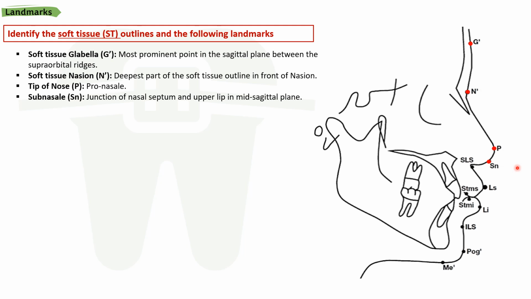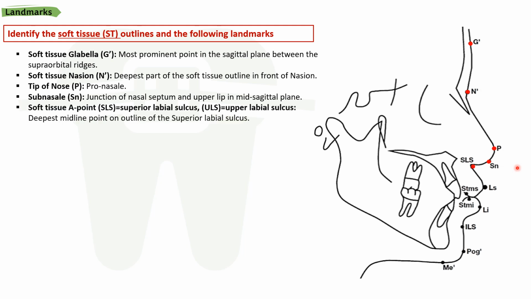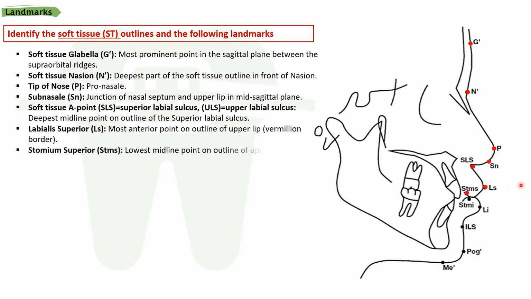Soft tissue A point, or superior labial sulcus, or upper labial sulcus. It is the deepest midline point on the outline of the superior labial sulcus. Labialis superior is the most anterior point on the outline of the upper lip or vermilion border. Stomion superior is the lowest midline point on the outline of the upper lip.